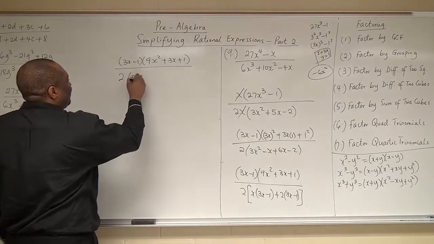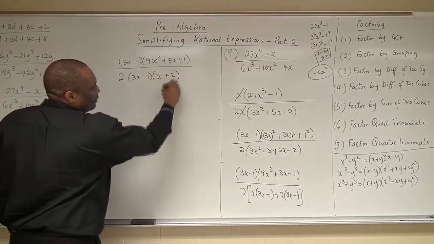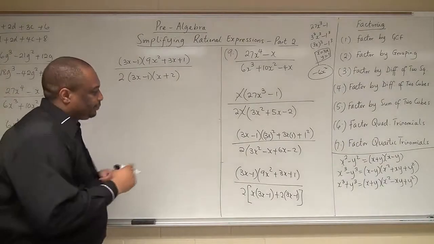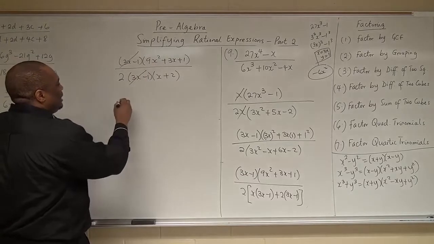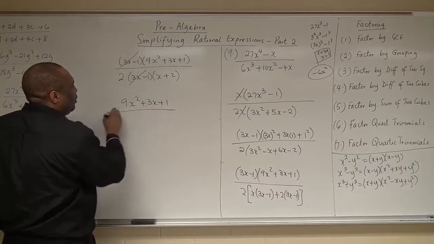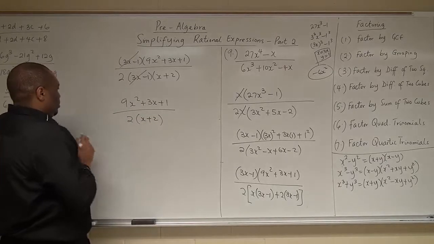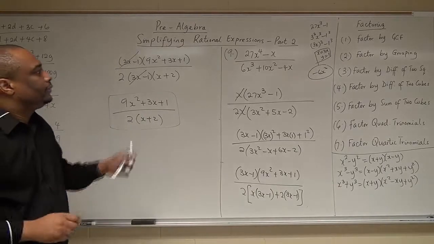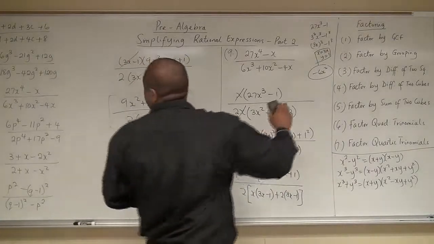Now we can make out that 3x minus 1 times x plus 2. Right? That is it, right? So this will cross out this, and our answer will be 9x squared plus 3x plus 1 all over 2 times x plus 2. And this becomes your answer. All right, let's do the next one.